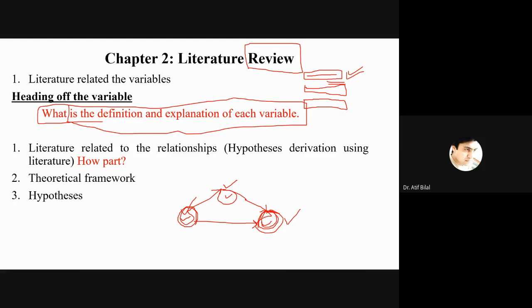So in the first part, you will be giving the definitions, the dimensions, and the explanation of each variable that you have studied or found in the previous literature. So this is going to be your first part. This is relatively easier than the second part. Now, what do we do in the second part? The second part, if I call it the how part, what part was the first part?